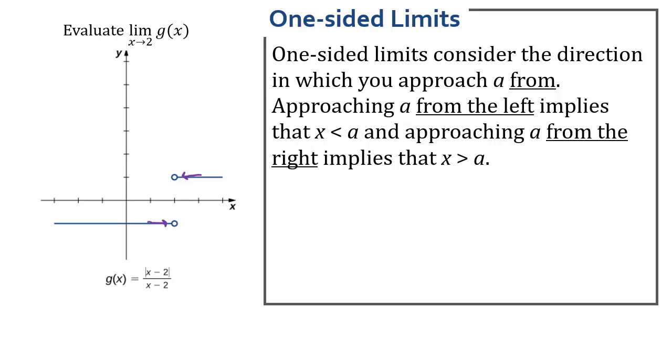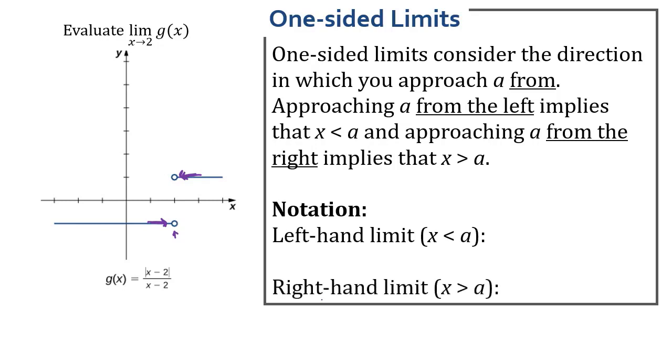One-sided limits consider the direction in which you approach A from. So approaching A from the left means that the values you're using are smaller than A. So for example, if this is our point, values to the left of it are values that are smaller than it. So in this case, I would say the limit as we approach 2 from the left is -1. The limit as I approach 2 from the right is +1.